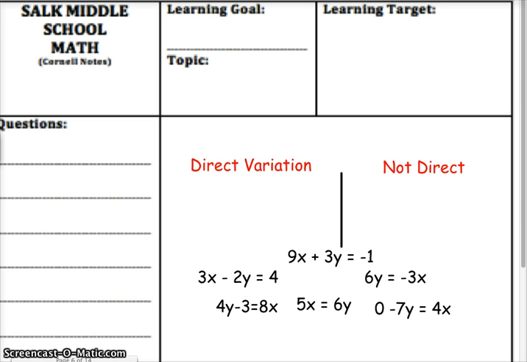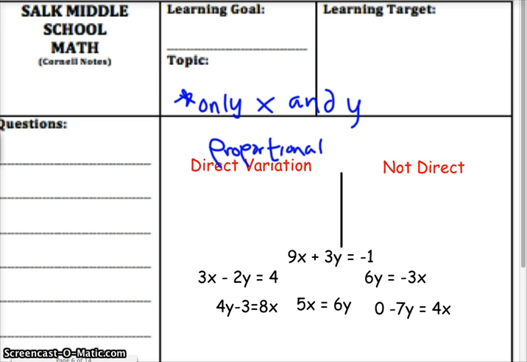We're going to identify what is direct variation and what's not. What is proportional, what is not. Remember, with direct variation, there is only x and y. Only x and y should be apart. If it's proportional or direct, that means I get directly to the y. I don't add or subtract something.